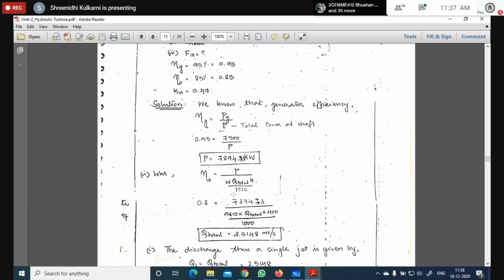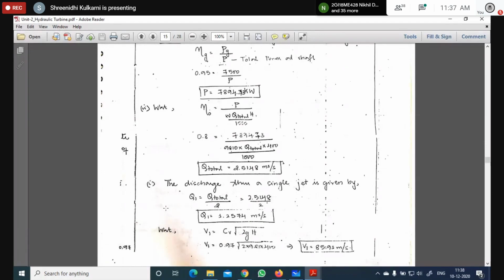Please tell the value. 2.5157 meter cube per second. Total discharge, right? Yes, sir. 2.51 meter cube per second. Yes, sir, we got the total discharge.